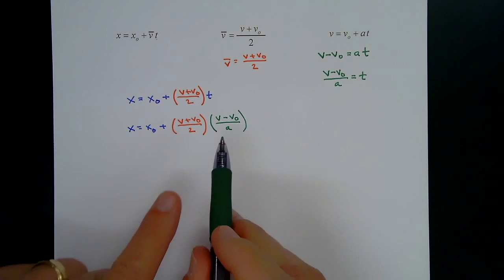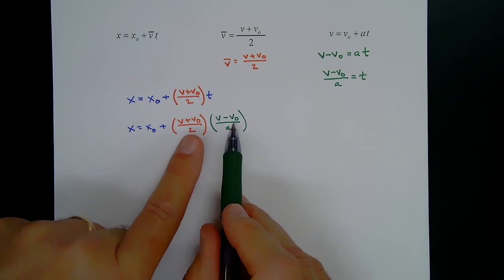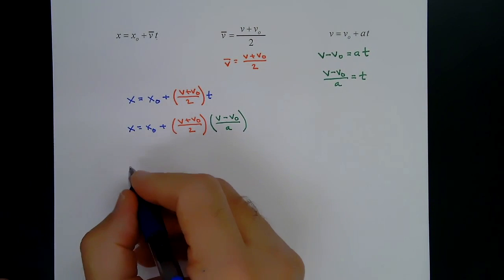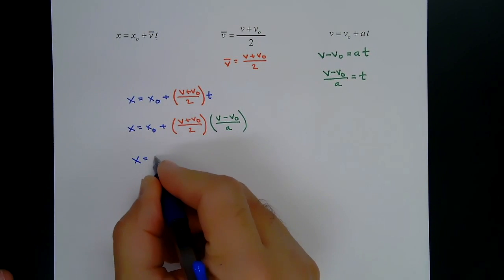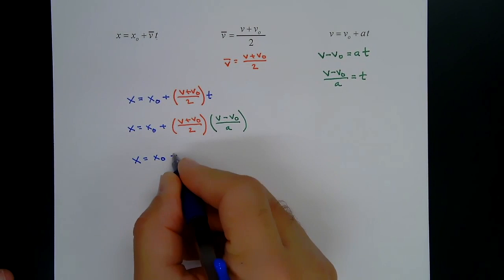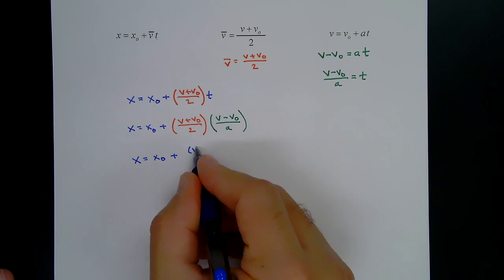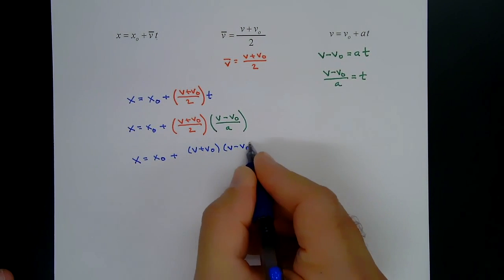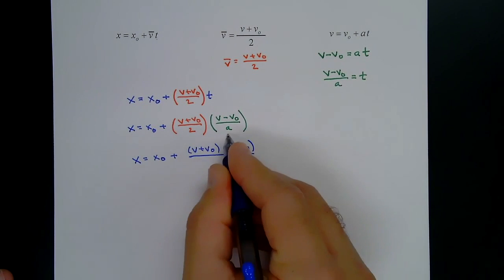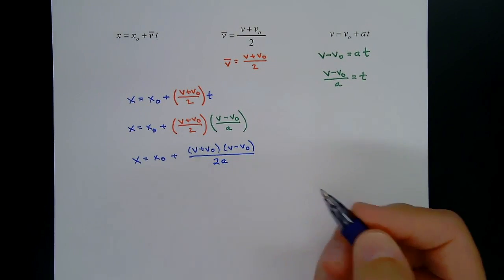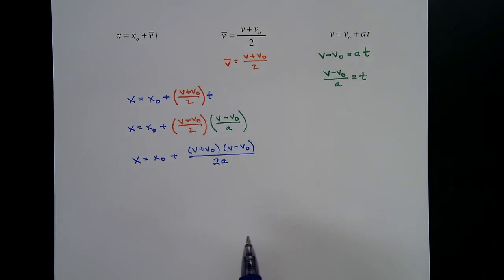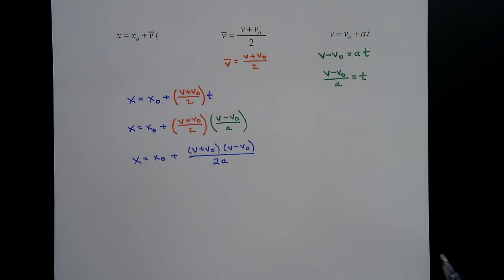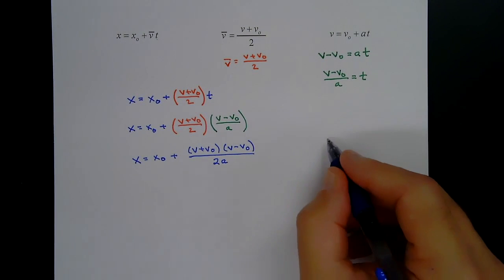Okay, so now these are two fractions. So what I can do is multiply the numerators together and multiply the denominators together. So that would result in x is equal to x sub o plus, and then the top becomes v plus v sub o, that quantity times v minus v sub o, all over 2 times a, which is 2a. Now the next thing I can do is multiply this. Hey, from Math 2, you know what we can use? We can use the area model to multiply it out, and that's exactly what I'm going to do.